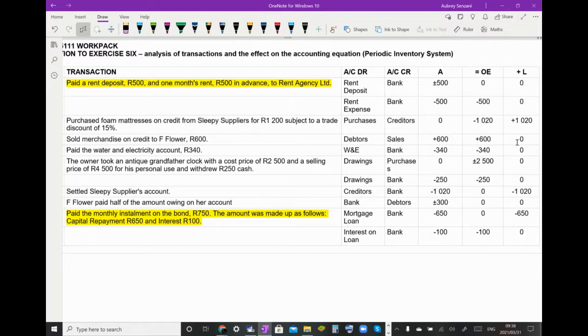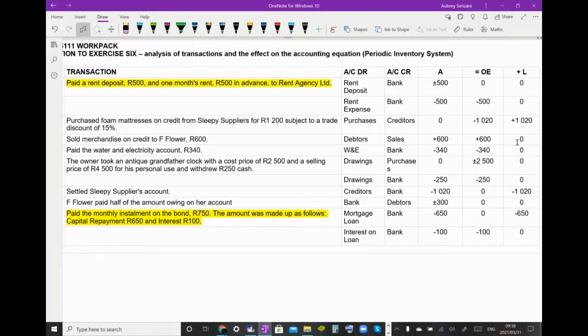So how we treat this is, bank is going to decrease, so we're going to credit the bank. And then rent deposit, which is an asset account because we're going to get the money back, is what we debit. That's why you have plus minus in assets. Then we move on. We pay 1 month's rent. That's obviously going to decrease our bank again, so we're crediting bank, and then rent expense, so it's affecting owner's equity. Negative, negative. Everybody happy?